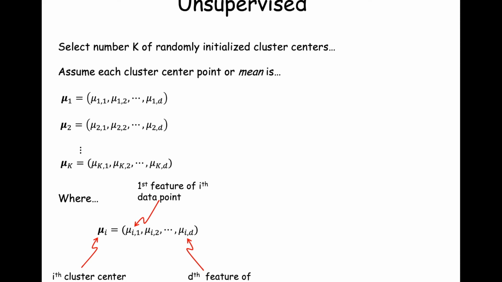Now here, the subscript represents which cluster center it is. So mu sub i is the ith cluster center. It's the mean of the ith cluster, S sub i. And mu i1 is going to be the first feature of the ith data point. Well, we call it a data point because the cluster center is exactly a data point. But this mu i1 is going to be the mean of the first feature of all the data points in the ith cluster, right? So you can think of it as the first feature of the ith data point, where the ith data point is just the mean or the center data point. Likewise, mu id is the dth feature of the ith data point. That would be the mean of the dth feature for all of the data points in the ith cluster.